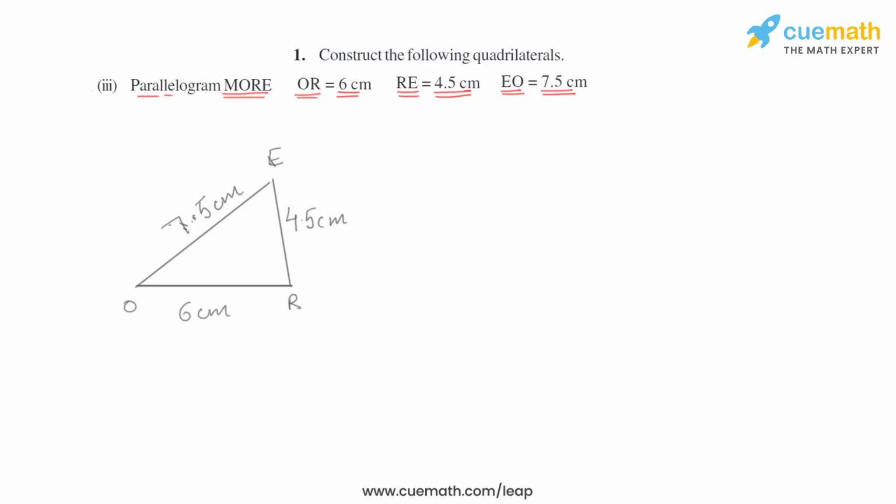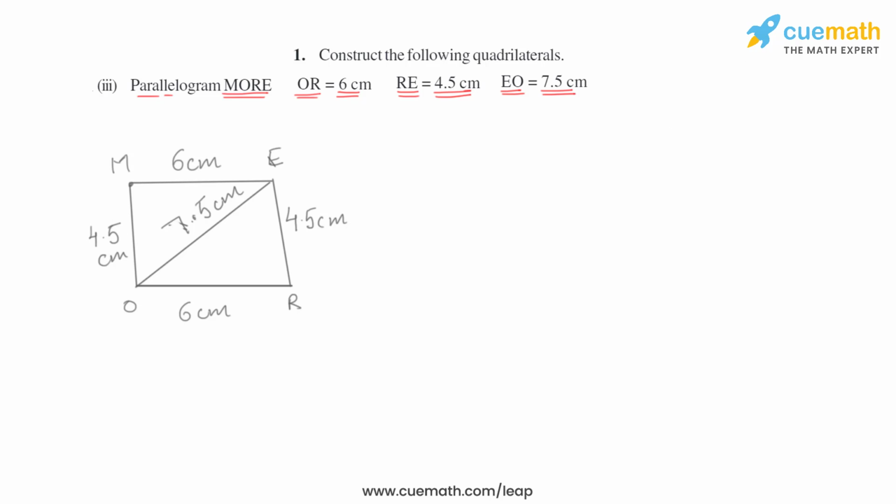And then as we know that the opposite sides of a parallelogram are equal, it means M, first of all, M should be opposite to R, and from that this ME will be 6 centimeters and MO will be 4.5 centimeters. It is a rough diagram. So this point will be M. So this is the rough diagram.